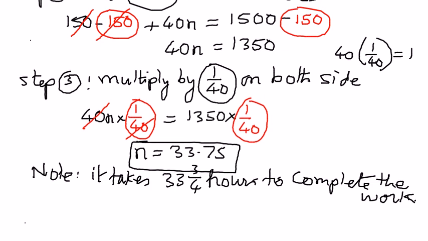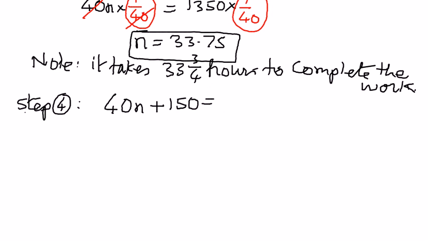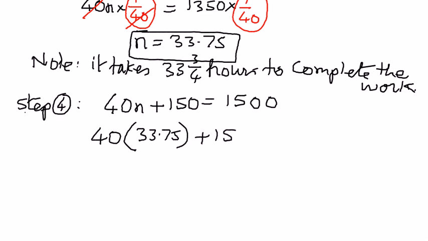We can also go back and check our work. The way to check our work is as follows. We will write that as step number 4. If we take the original equation, which is 40n plus 150 is equal to 1500, and substitute the value of n as 33.75, $40 per hour, and the person works for 33.75 hours, plus 150, that should equal the total amount which we are going to pay, which is $1,500.